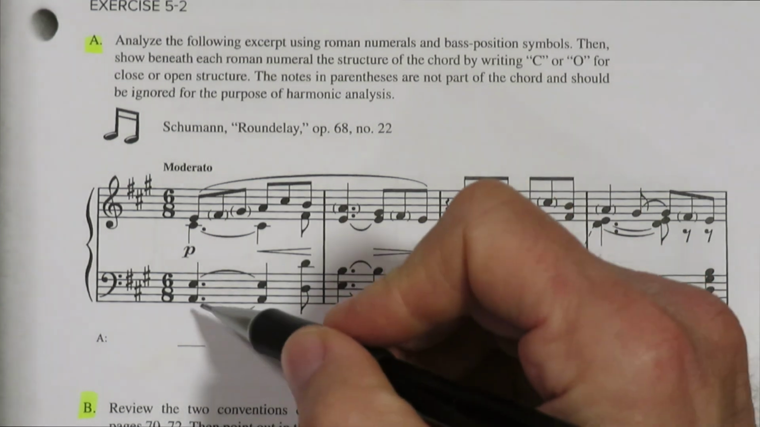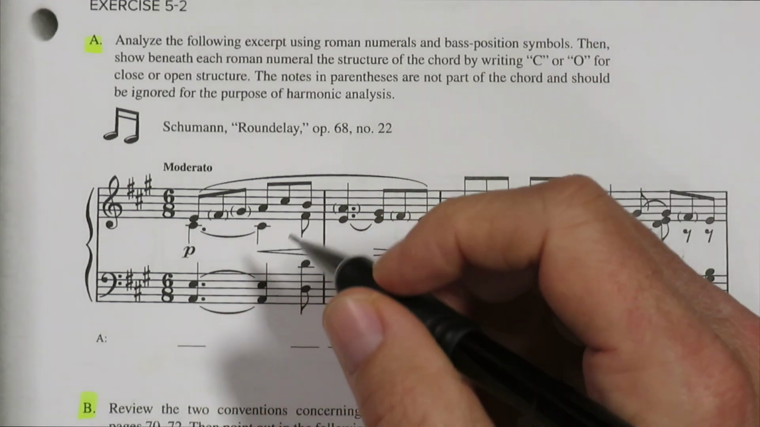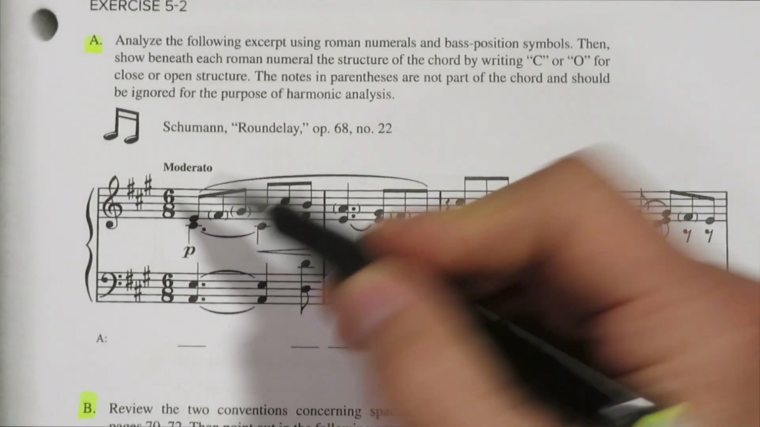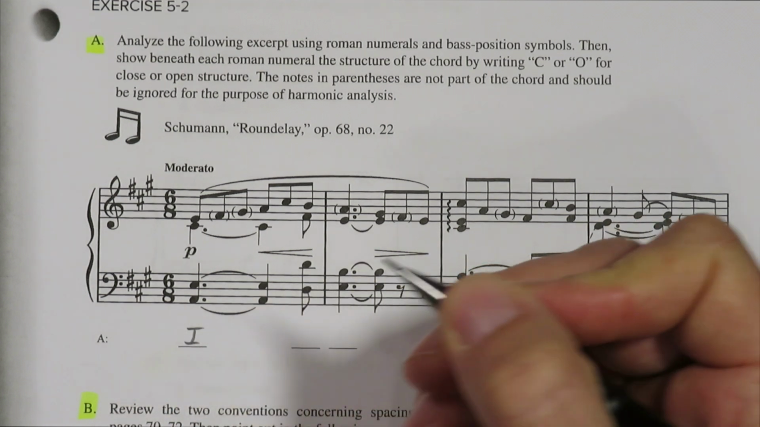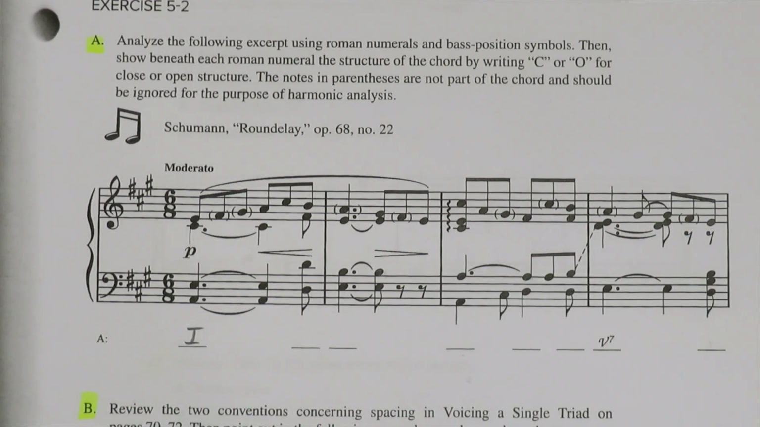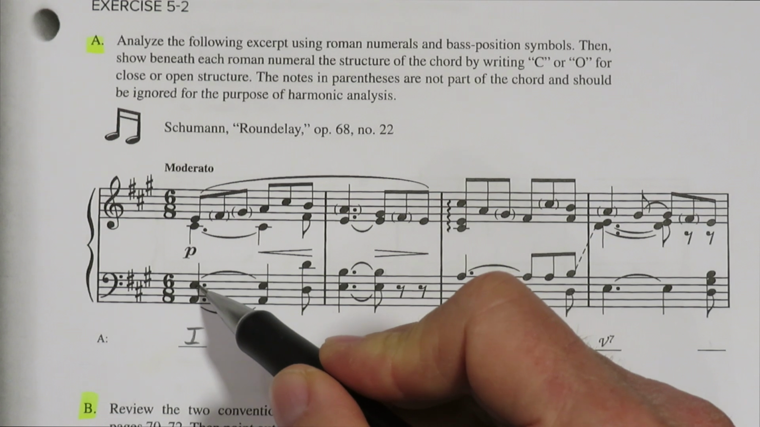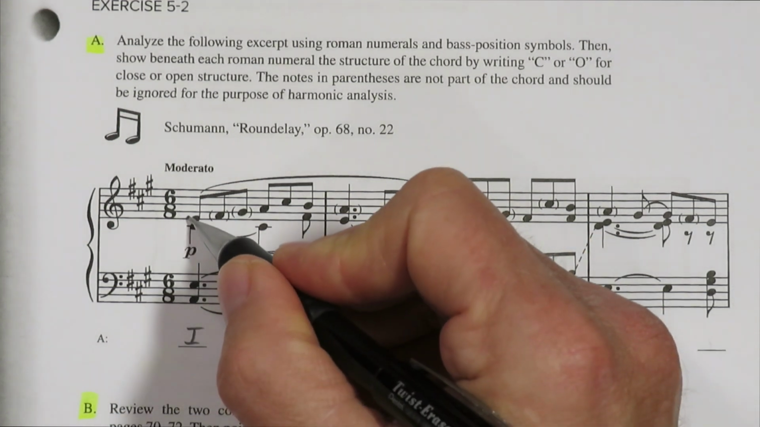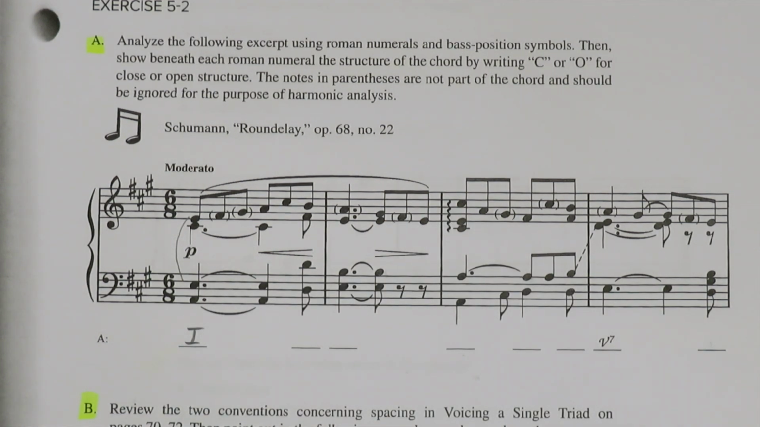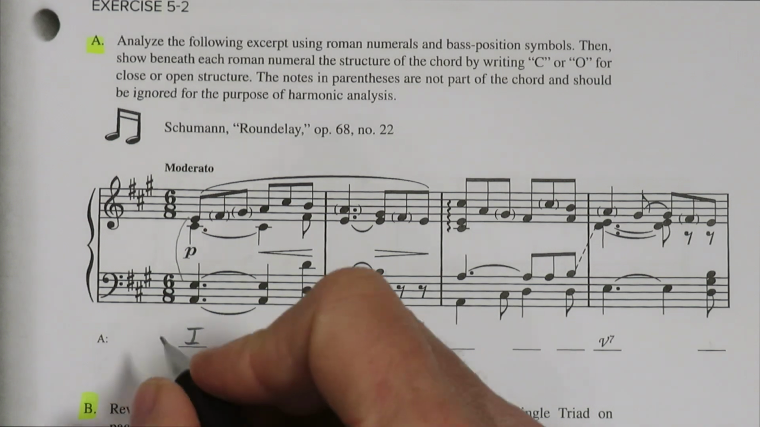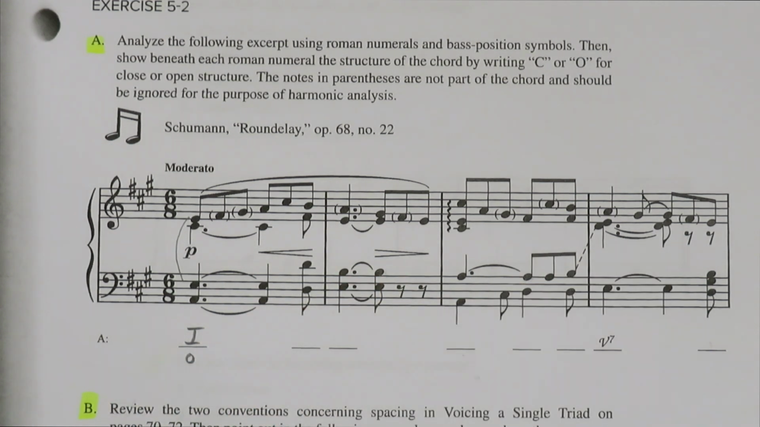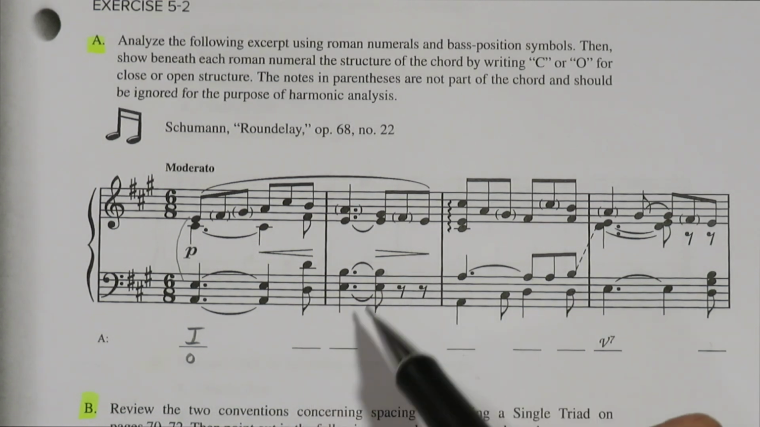So let's find out what chord we start with. Most likely it's going to be a 1 chord, right? A, C sharp, E. There it is. It's our major 1 chord in root position. Now, is it open or closed structure? Okay, so we need to look at the soprano and the tenor and the distance between those, right? So we have E to E, okay? So that is an octave. So that would be an open structure, because an open structure is an octave or more between soprano and tenor, okay? So we'll put an O there. All right. You can do the next one.